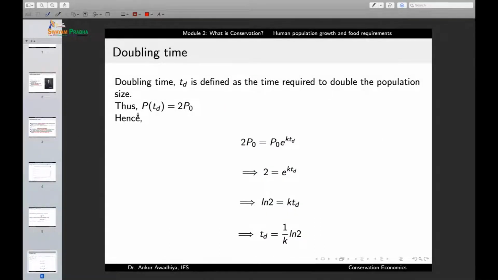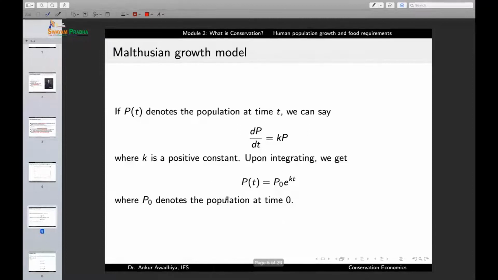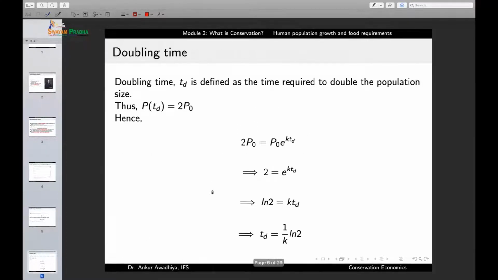We can write that P at time Td, which is the doubling time, is equal to twice P0. Now, putting these terms into the equation Pt is P0 into e to the power kt, we have Pt, in this case P at Td, is twice of P0. So twice of P0 is P0 into e to the power k Td. Now P0 and P0 get cancelled out, so 2 is equal to e to the power k Td. If we take natural logarithm of both the sides, we get log of 2 is equal to k into Td, or Td, the doubling time, is equal to 1 by k into log 2.